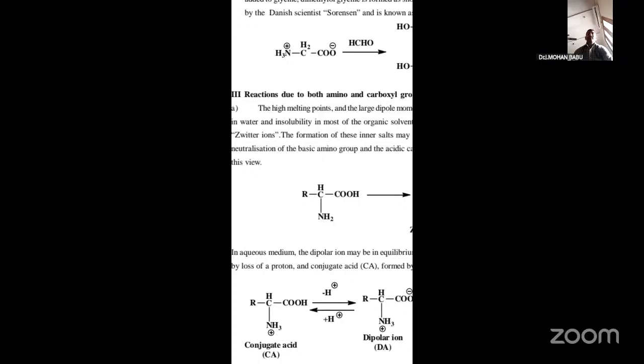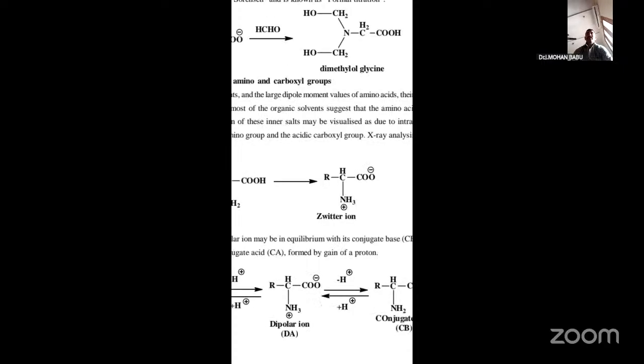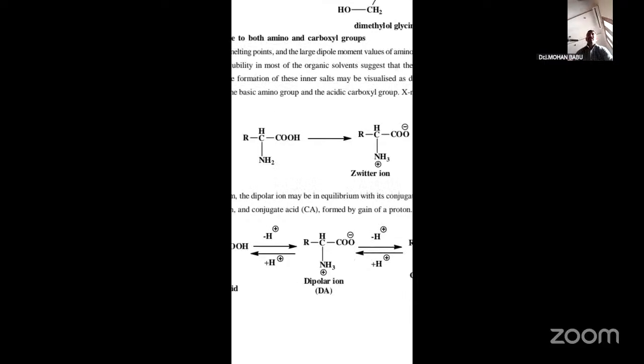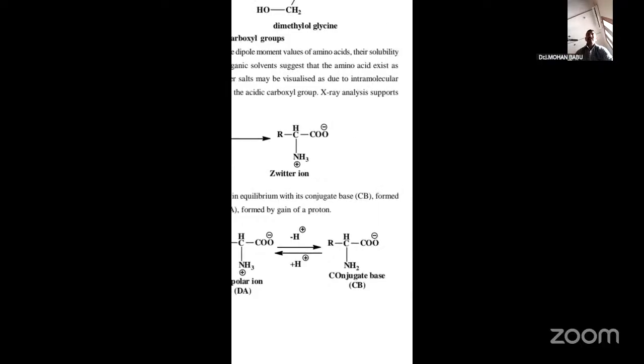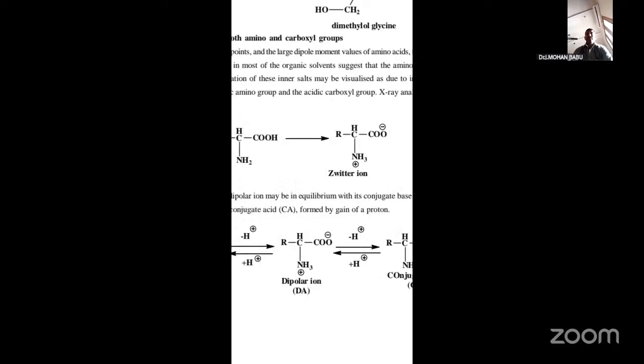They have a large dipole moment, high melting point and solubility, meaning difficult solubility in water, due to the formation of the Zwitter ion. How do they form? The acidic hydrogen in the carboxylic acid is exchanged with the NH2, and it forms CO minus and NH3 plus here. We call this the Zwitter ion.